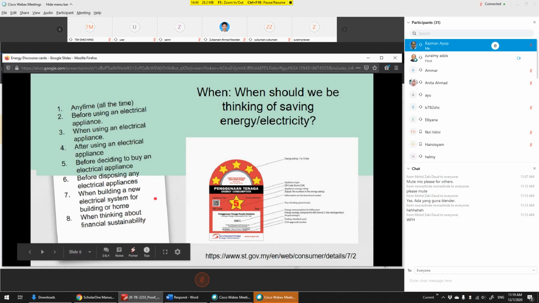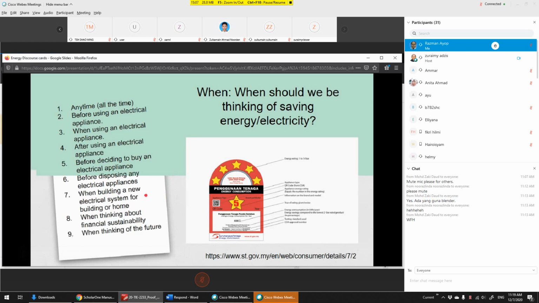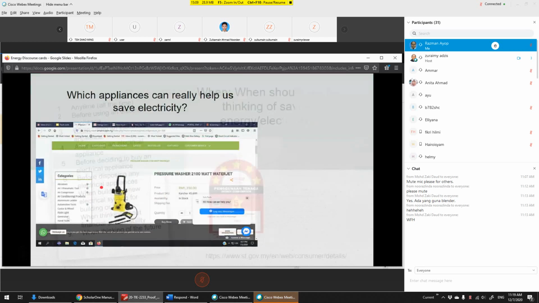Then when you want to think about financial sustainability, right? Pendapatan dan perbelanjaan, and your electricity bill is one of your expenses, perbelanjaan. Okay, so you should be thinking of saving energy all the time supaya perbelanjaan pun dikurangkan. Okay. Next, sorry about that.